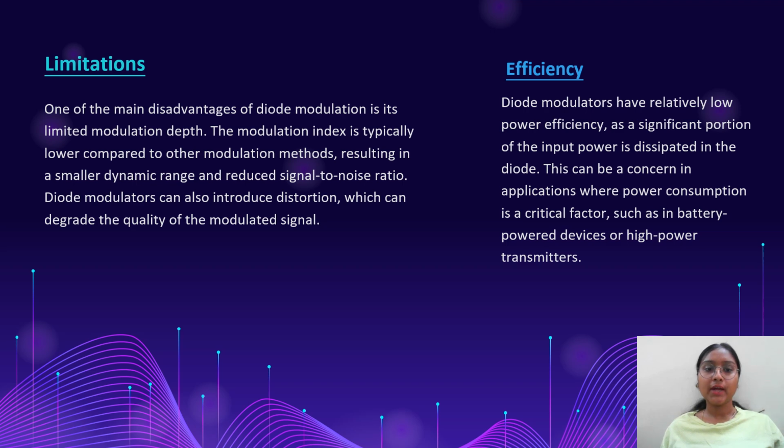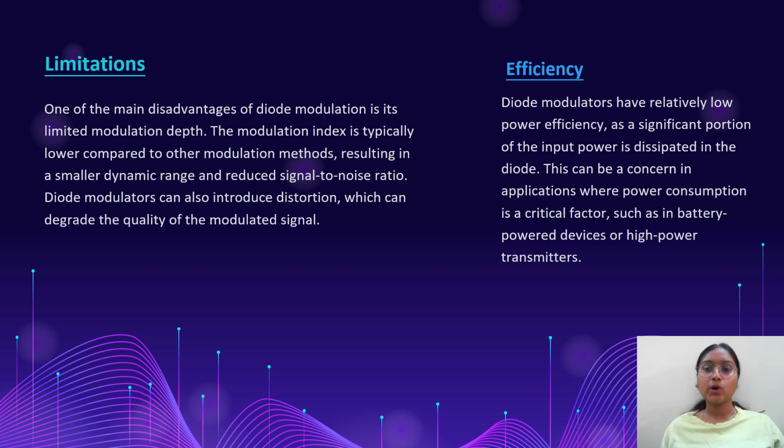Limitations. One of the main disadvantages of diode modulation is its limited modulation depth. The modulation index is typically lower compared to other modulation methods, resulting in a smaller dynamic range and reduced signal to noise ratio. Diode modulators can also introduce distortion, which can degrade the quality of the modulated signal.